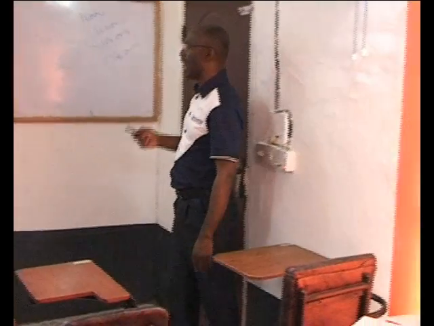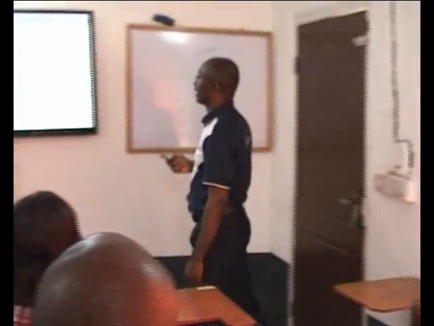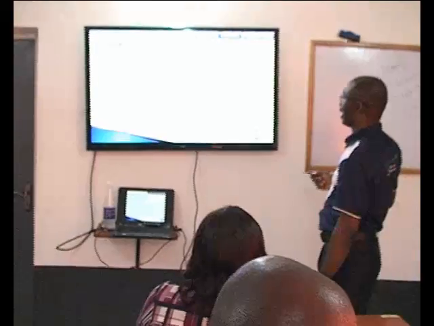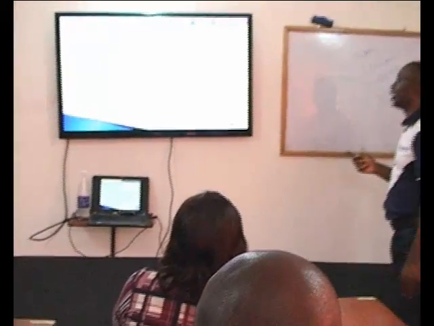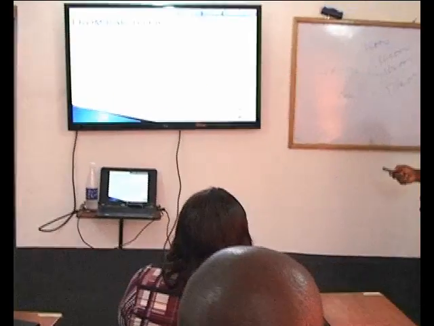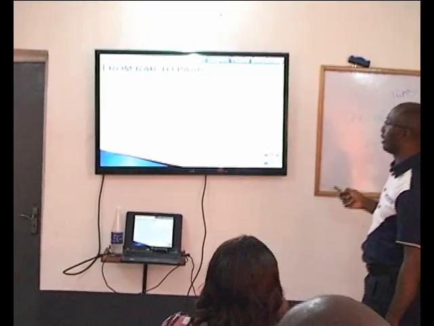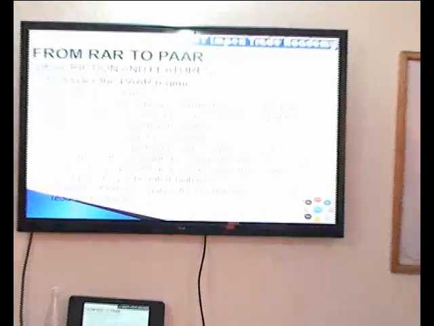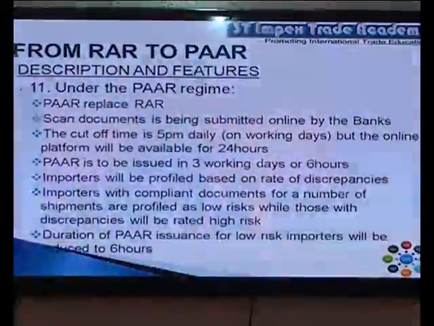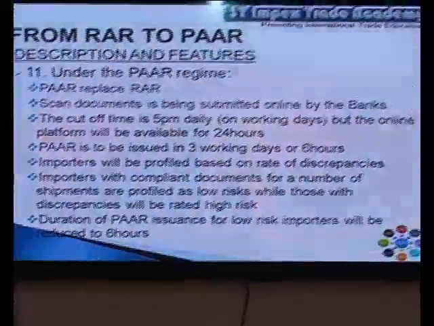Under the PA regime, PA replaced RA. Scanned documents are submitted online by Nigerian banks and the cut-off time is 5 p.m. daily. But the online platform is available 24 hours. PA is issued within 3 working days or 6 hours. The 6 hours is for compliant traders. It takes days for other people to get it if your document has issues.